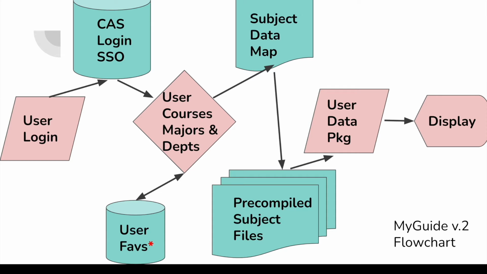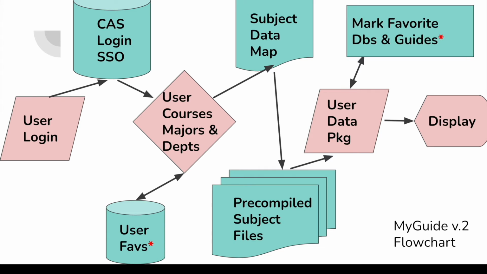Once the data package is compiled, the system will also check to see if any of the databases or research guides have been favorited as well. This step modifies the data object to add a favorite equals true property to each favorited item, and that data will then be passed along to the display and it will be highlighted there.